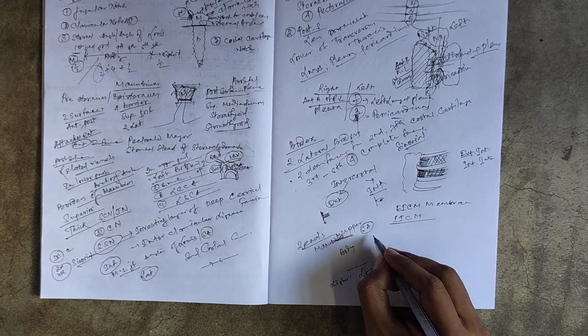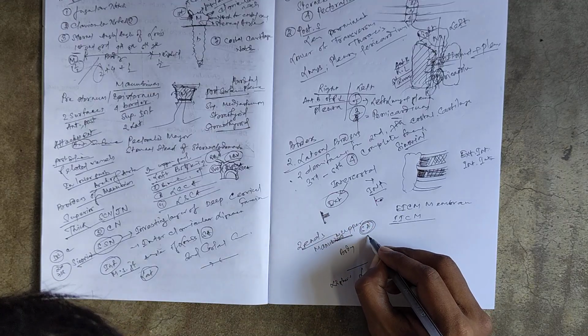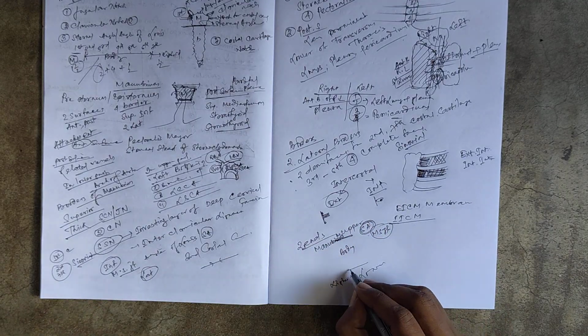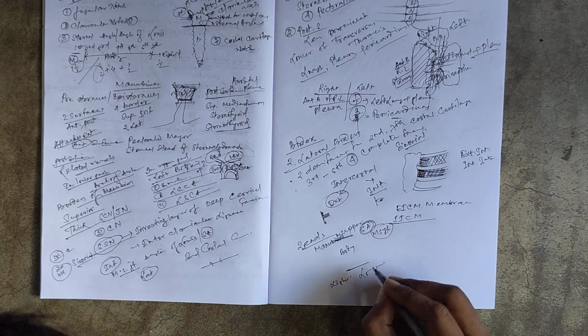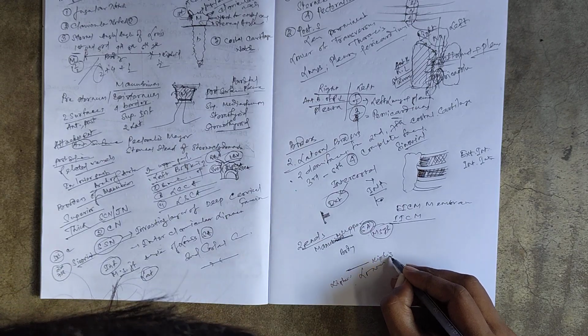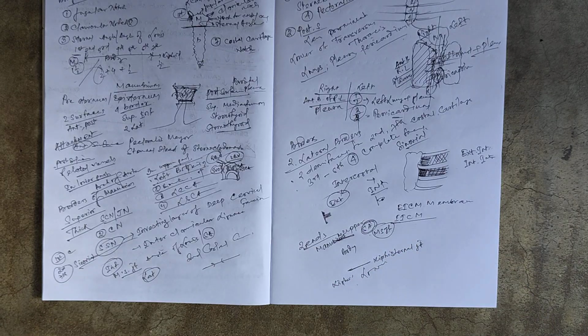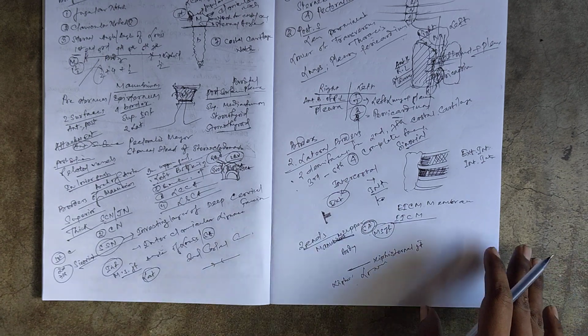So in the upper part there is formation of the sternal angle or angle of Lewis or manubriosternal joint, and in the lower end there is the xiphisternal joint. So there are two joints. In the upper part there is the manubriosternal joint, and in the lower part there is the xiphisternal joint.